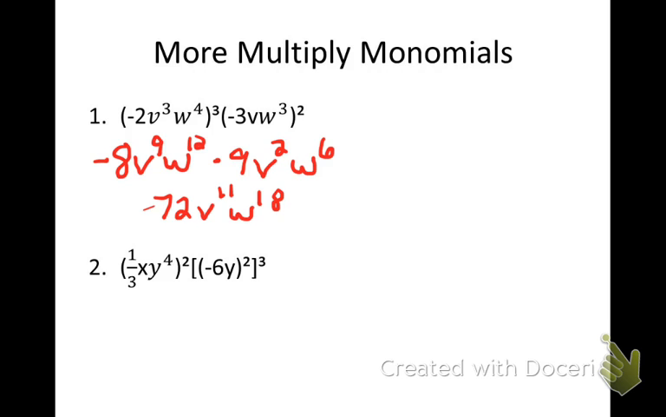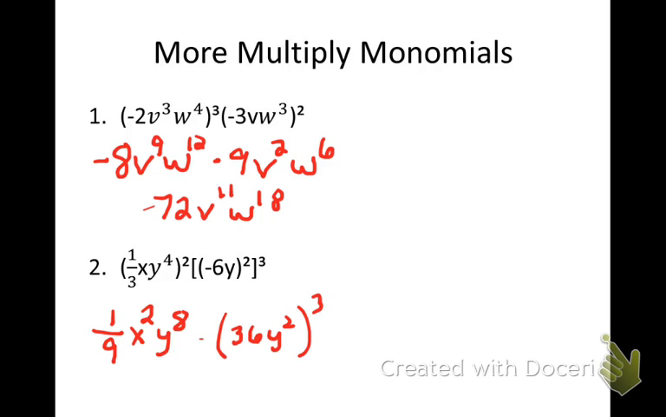This one again, we just got to start and do a little bit at a time. 1/3 squared would be 1/3 times 1/3, that would be 1/9. X to the 2nd, y to the 8th, because there we're multiplying exponents. Here, if we take negative 6 squared to start with, so negative 6 times negative 6 would be positive 36, y to the 2nd. And now we want to cube that.